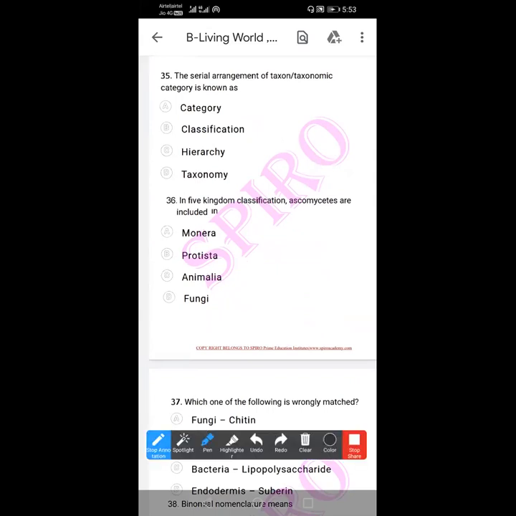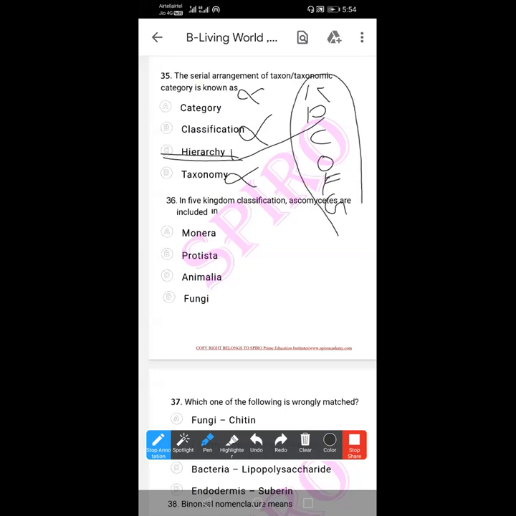Going to question number 35, the serial arrangement of taxonomic categories is known as? No, category is the unit present in the hierarchy. It is not the correct answer. The serial arrangement is not called classification. Taxonomy is also not the correct answer. The correct answer is hierarchy. The hierarchy is the stepwise arrangement of the various categories like kingdom, phylum, class, order, family, genus. So the stepwise arrangement of these categories is called the hierarchy. So the correct option is option C.